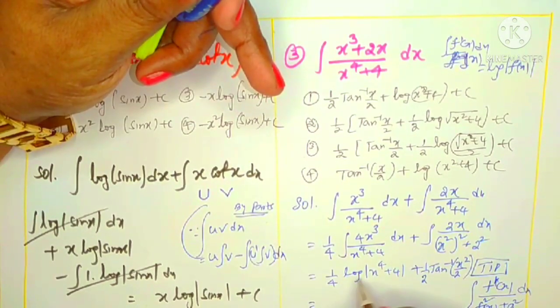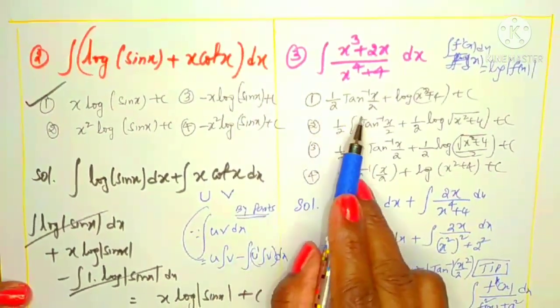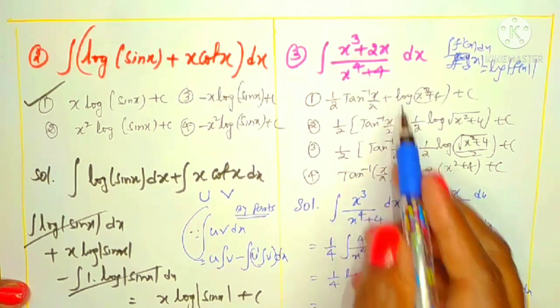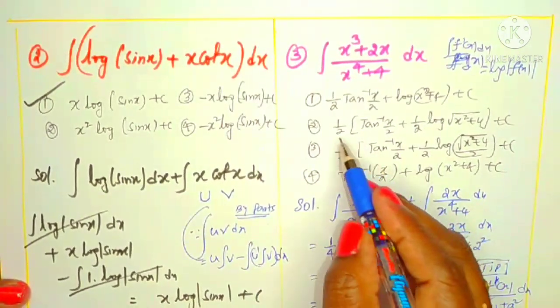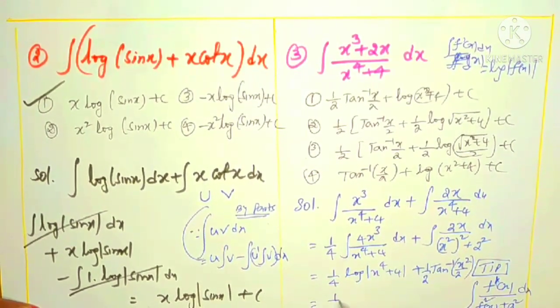We can understand from this one, is there a direct option? What is the first option? 1 by 2 tan inverse x by 2, who is there? But here 1 by 4 is there, no 1 by 4 here. The first option is not the correct one. Second option, you can think about the second option. By this, 1 by 2 is common, what happened?